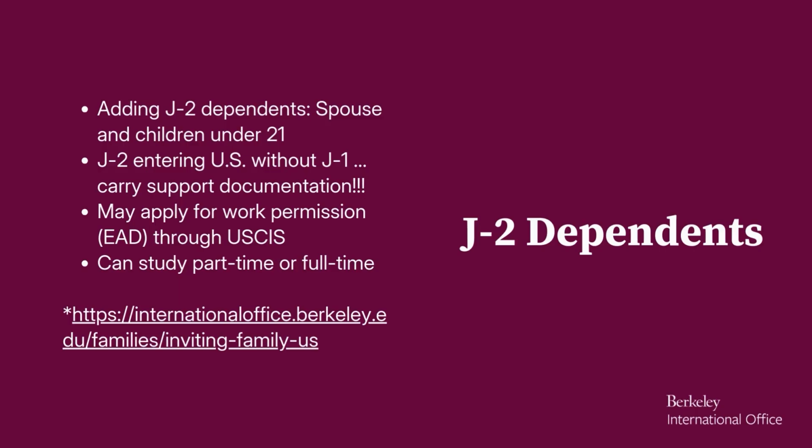If a J2 dependent will be entering the U.S. without the J1, they should carry support documentation such as copies of the J1's DS-2019, passport, and visa stamp, in addition to their J2 documents. J2s may apply for work authorization through USCIS once they have arrived in the U.S., but this process generally takes several months. J2 family members may study part-time or full-time. For more information, please review our website.